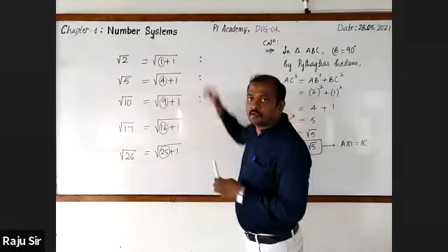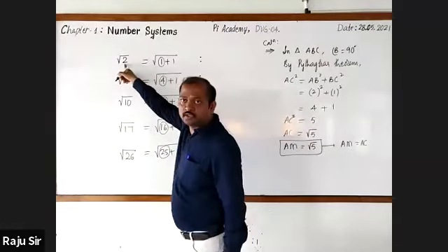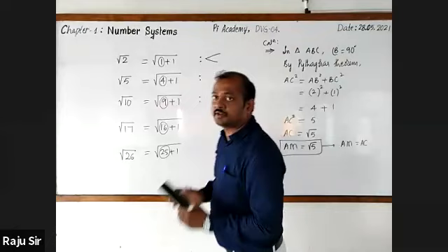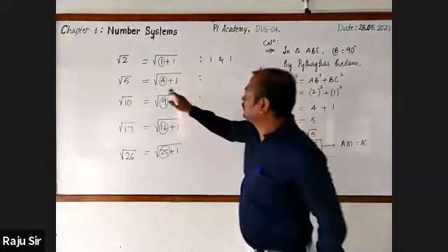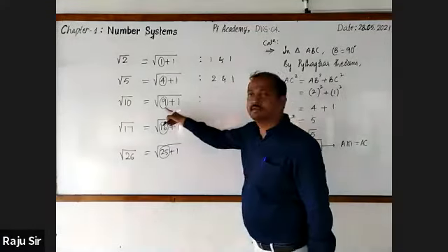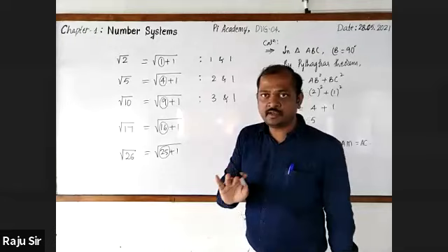Okay. Here, to represent root 2 on the number line, what should be the sides of the right triangle? 1 unit and 1 unit. Yes, it should be 1 unit. To get root 5 as hypotenuse, what should be the sides? 2 units and 1 unit. To get root 10, 3 into 1. 3 and 1 units. Clear?